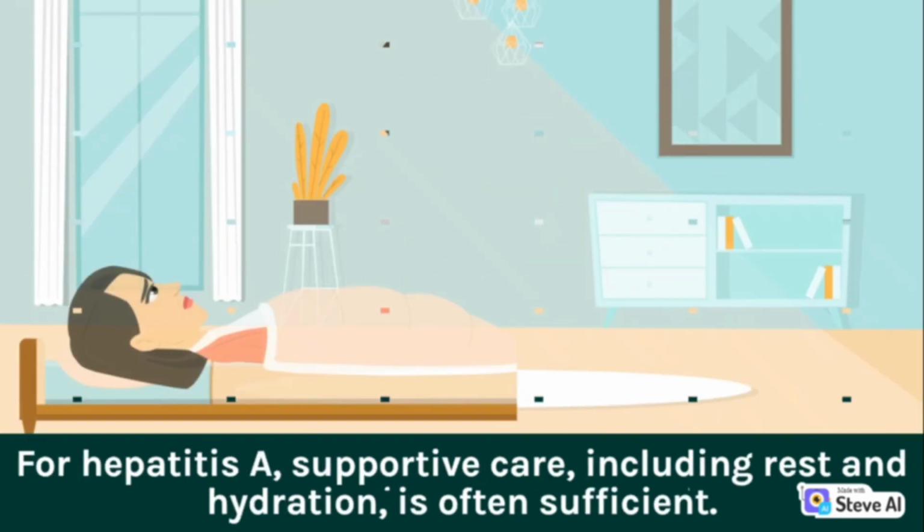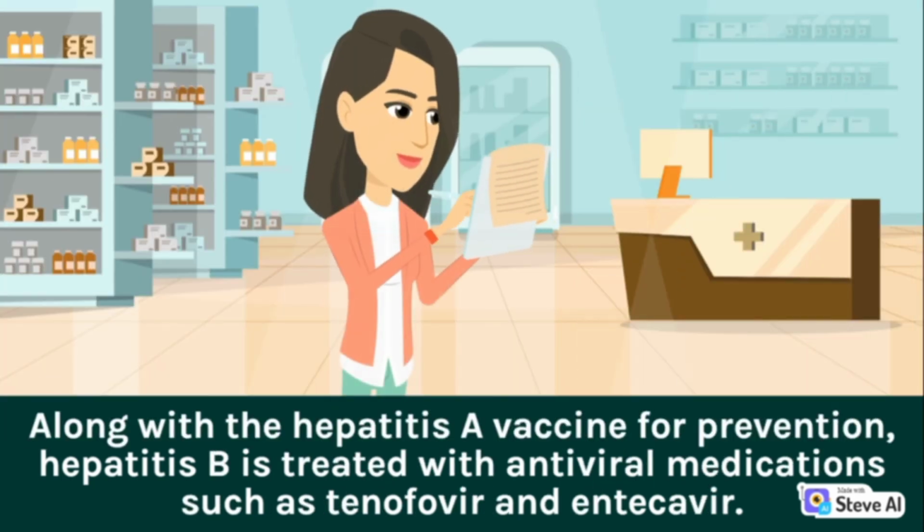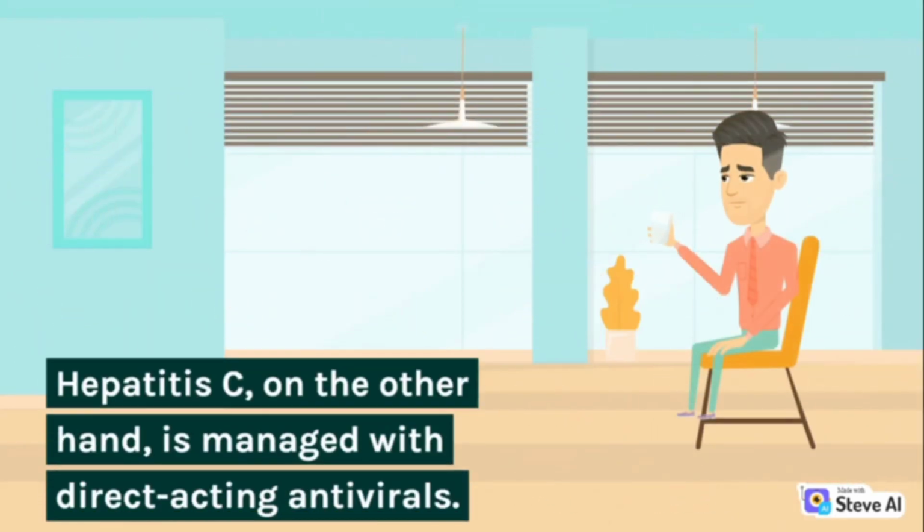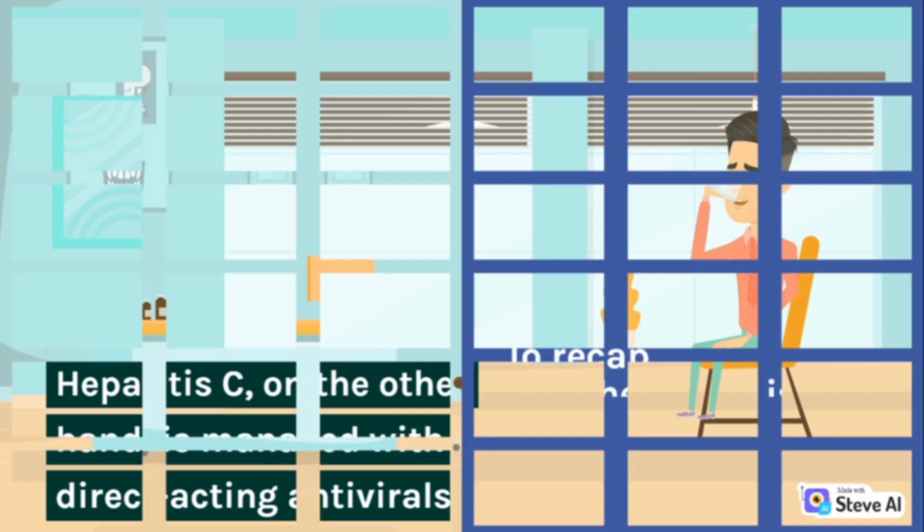For hepatitis A, supportive care including rest and hydration is often sufficient. Along with the hepatitis A vaccine for prevention, hepatitis B is treated with antiviral medications such as tenofovir and entecavir. Hepatitis C, on the other hand, is managed with direct-acting antivirals.